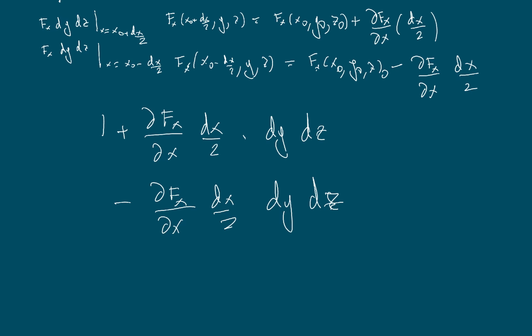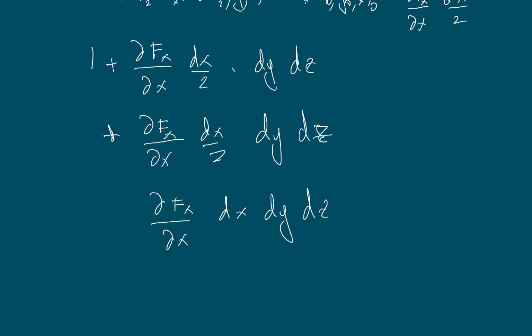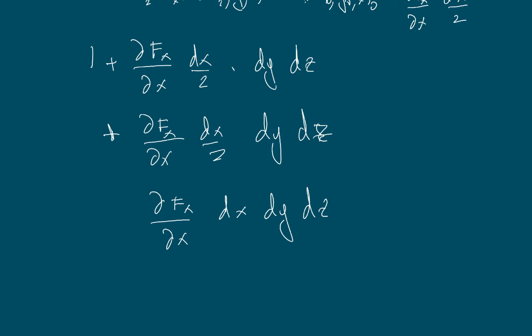It will be 2 times, well, minus minus is plus, so it will be the partial derivative of f sub x with respect to x multiplied by dx, dy, dz. So this will be the contribution of the flux of the vector field that is going in and out from the two sides, from the two opposite sides.